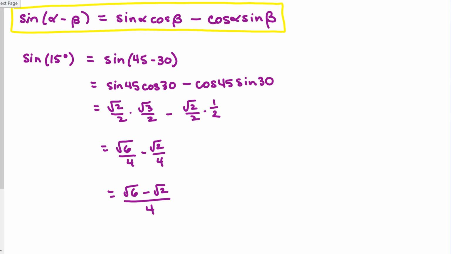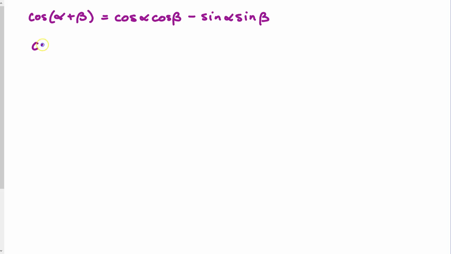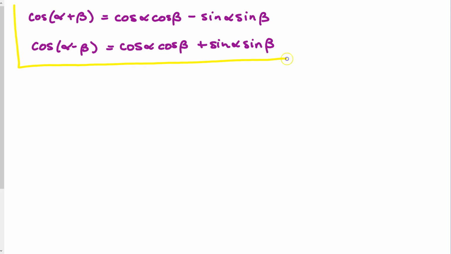Okay, next I'm going to show you the angle sum and difference identities for cosine. Cosine of the sum of two angles. Cosine of alpha plus beta is cosine alpha times cosine beta minus sine alpha sine beta. And cosine of the difference of two angles, cosine of alpha minus beta, is cosine alpha times cosine beta plus sine alpha times sine beta. So notice that those are very similar to one another. The only difference is the sign change in the middle.